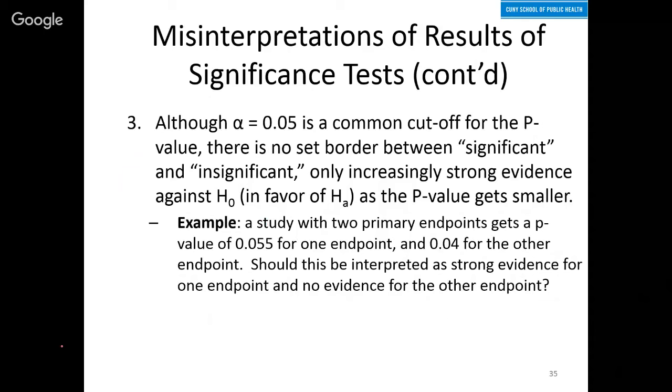So, we choose alpha equals 0.05 to limit the probability of a type 1 error, and if it doesn't meet that threshold, then we can't rule out the null hypothesis with the same confidence, with that 5% chance of a type 1 error, if the p-value doesn't fall within there. But it doesn't mean that we haven't seen some evidence in favor of our alternative hypothesis.